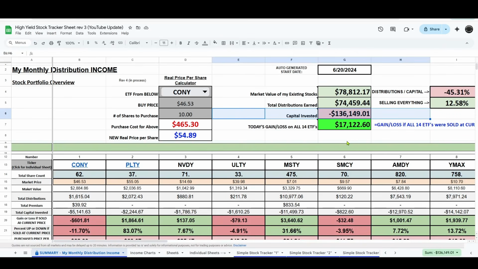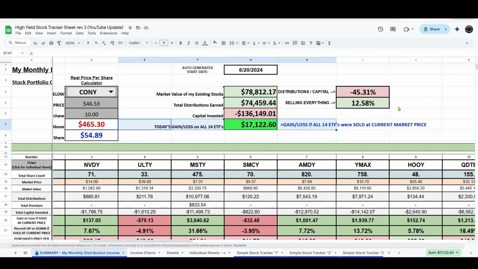And if I were to sell out of all of them, I would make $17,000. But the difference here is that once these get paid off, then the distributions that are coming in will increase, and therefore will start moving this today's gain and loss higher and higher, and therefore increasing that percentage as you see to the right there.